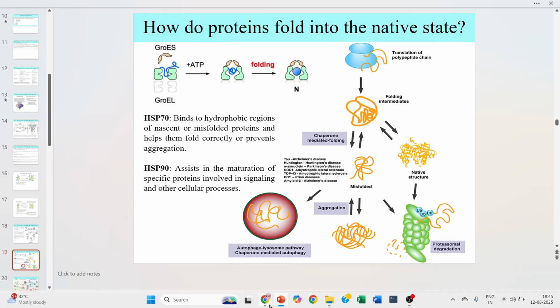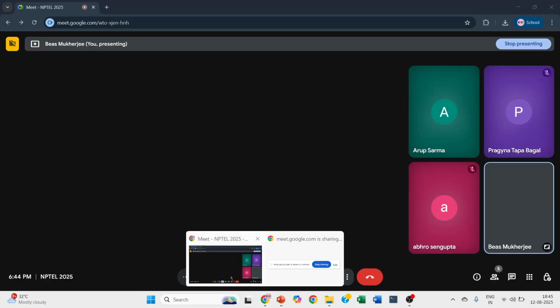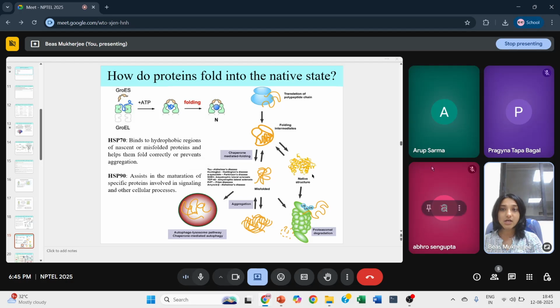Right. So how do these proteins fold into their native state? See, it's given very nicely in a diagrammatic format. So GroEL and GroES: GroEL is basically like a chamber, and what happens is it uses ATP and the protein goes in, and this GroES closes it like a lid and then helps in its folding process. Now this HSP70 binds to the hydrophobic regions of the nascent misfolded protein and helps them fold correctly to prevent aggregation, and HSP90 assists in the maturation of the specific proteins involved in signaling and other cellular processes.